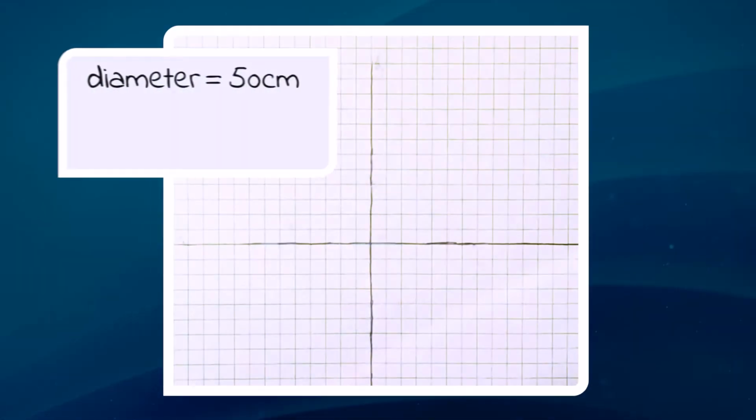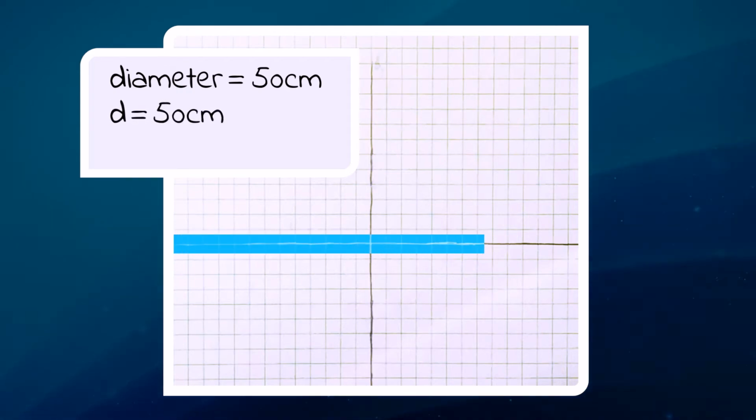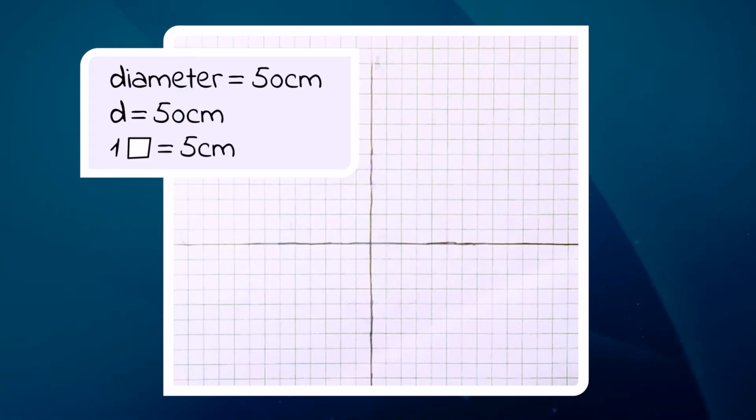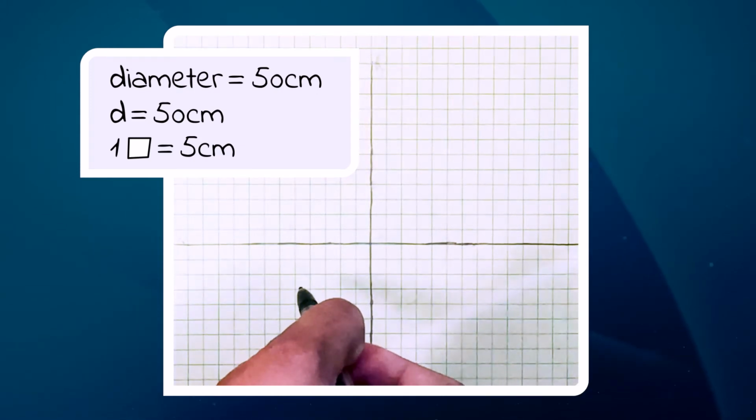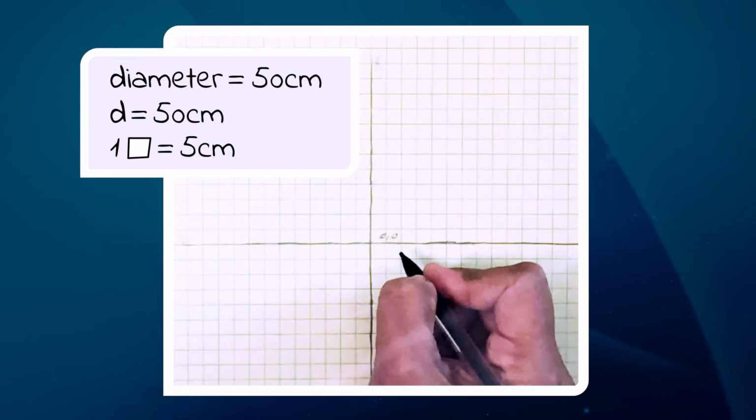In my example, the diameter is 50 centimeters. So D is equal to 50 centimeters. Now if you look at my cross section, it's not long enough to complete the 50 centimeters across in distance, so I'm going to use a scale factor. In this example, 1 square equals 5 centimeters. The diameter is constant all around the grid, so I need to start at the center, which is 0, 0.